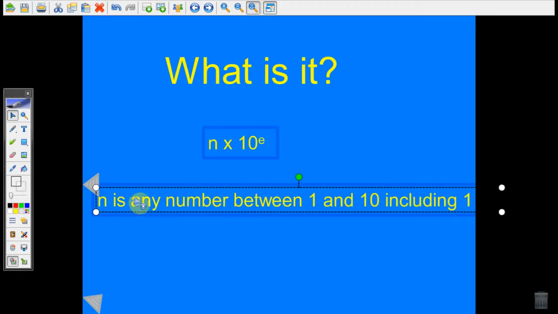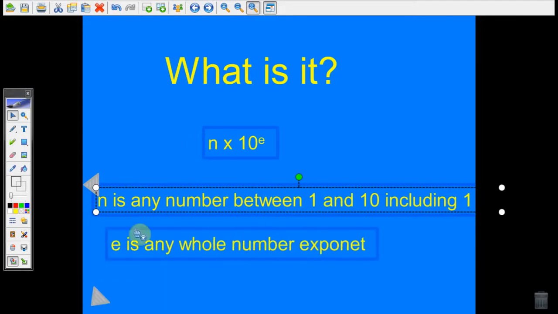N is any number between 1 and 10, and it includes 1. So that would be this number here. And the e is any whole number written as an exponent.